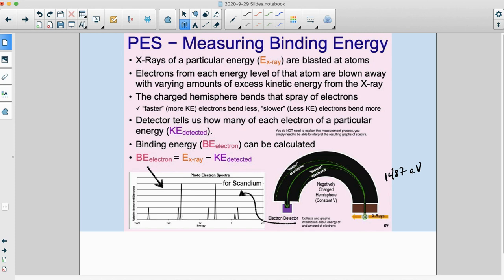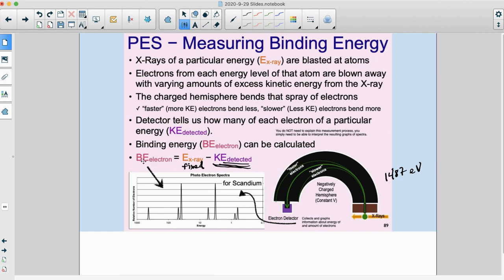If they get blasted with enough energy, the electrons will just be blasted out. As you blast those electrons in the atom with energy, they start leaving the sample, and the amount of kinetic energy that they leave with depends on, of course, the X-ray energy. This is fixed.